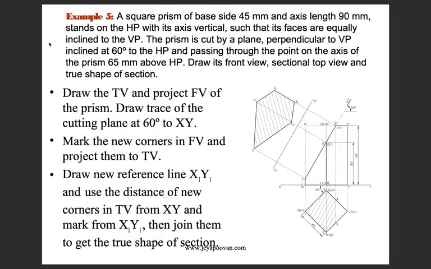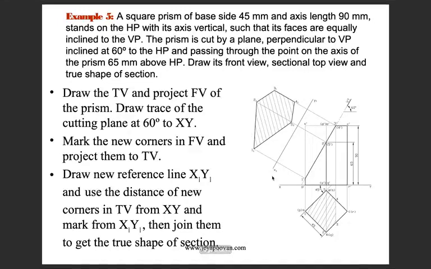Next problem. A square prism of base side 45 mm and axis length 90 mm stands on the HP with its axis vertical such that its faces are equally inclined to the VP. The prism is cut by a plane perpendicular to VP, inclined at 60 degrees to HP and passing through the point on the axis of the prism 65 mm above HP. Draw its front view, sectional top view and the true shape of the section.